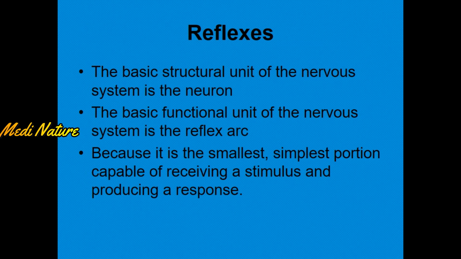Now we are going to learn about reflexes. When we are considering the nervous system, the basic structural unit of the nervous system is the neuron. But the basic functional unit of the nervous system is the reflex arc. The reflex arc is the smallest and simplest portion of the nervous system which is capable of receiving a stimulus and producing a response.